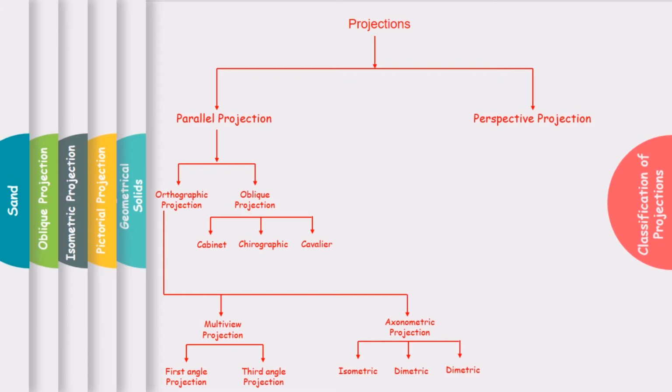Let's look at perspective projection. It is divided into two parts: aerial projection, which is 1 point, 2 point, and 3 point. Then there is linear projection.